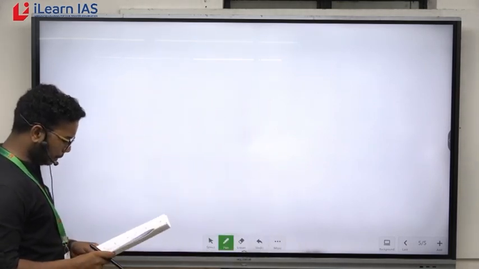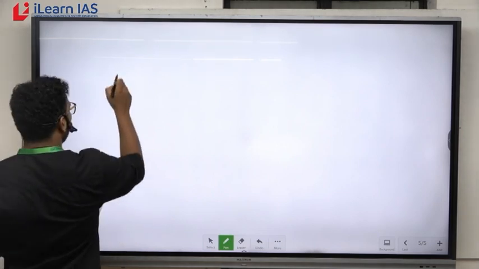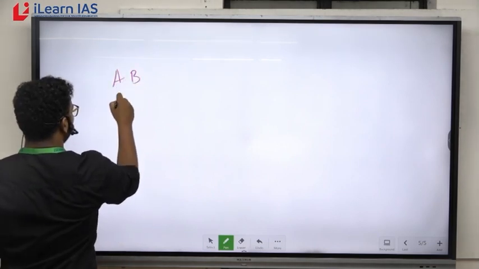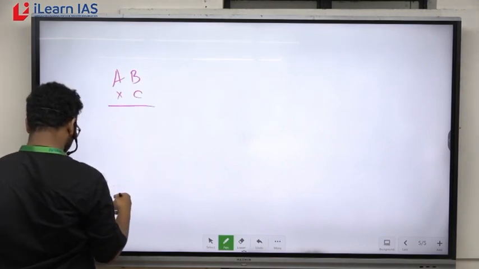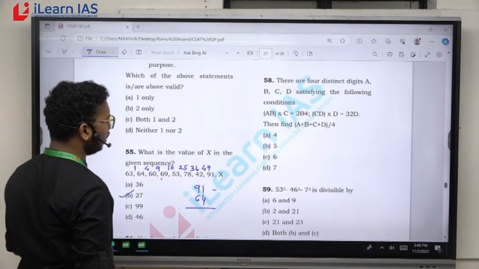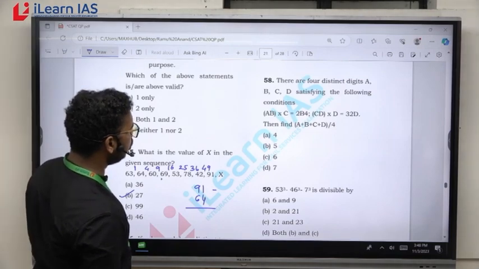എന്താണ് പറഞ്ഞിരിക്കുന്നത്? AB into C equals 2b4.